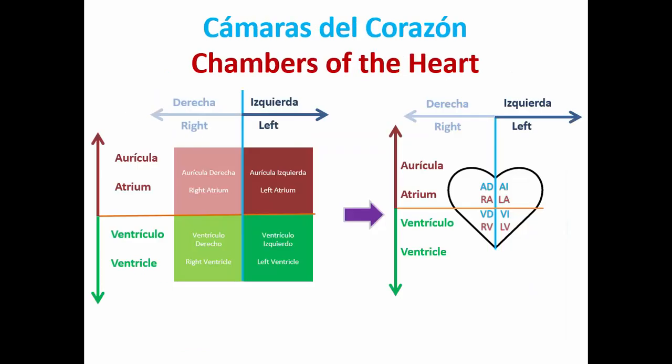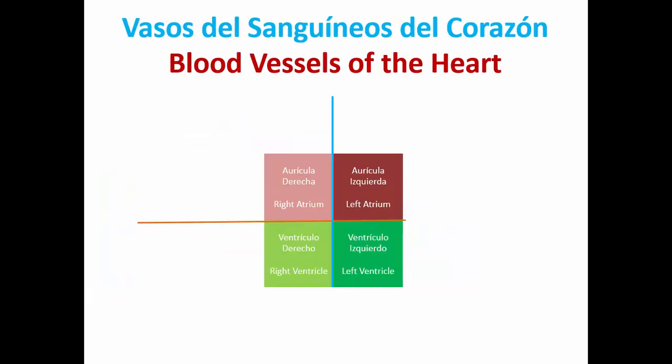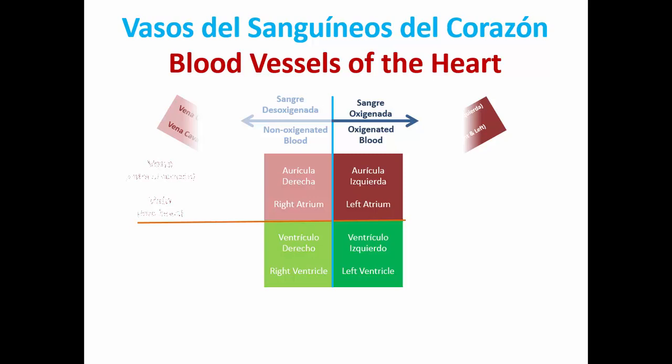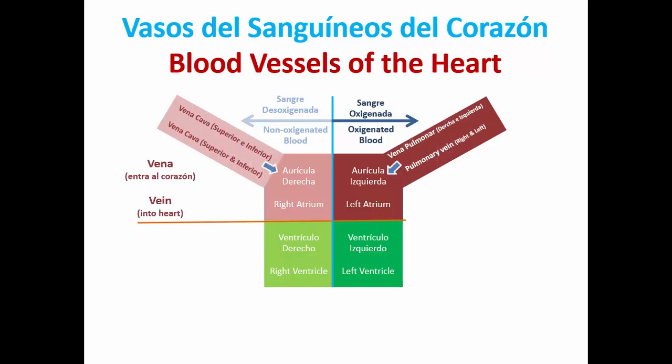Now, let's go back to the schematic. We have the four chambers. Now, what blood vessels connect to these chambers? Remember, we have the oxygenated and deoxygenated side. And this doesn't change the fact that they're arteries or veins. Remember that all blood vessels that take blood to the heart, regardless of the oxygenation, are veins.